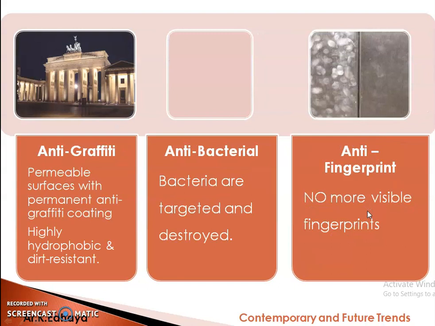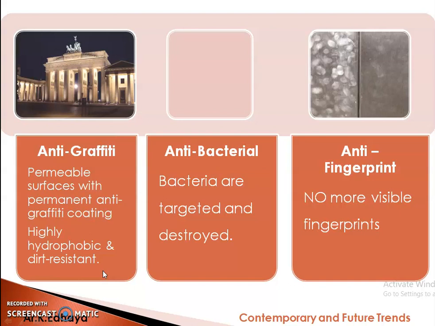Okay, next is the anti-graffiti. These are permeable surfaces with a permanent anti-graffiti coating, and these are hydrophobic and dirt resistant as well. If we want to protect our building, anti-graffiti coatings are essential. If we have any other coating on the surface of a building, it is going to completely close all the pores in the surface, which will hinder providing a good anti-graffiti effect.